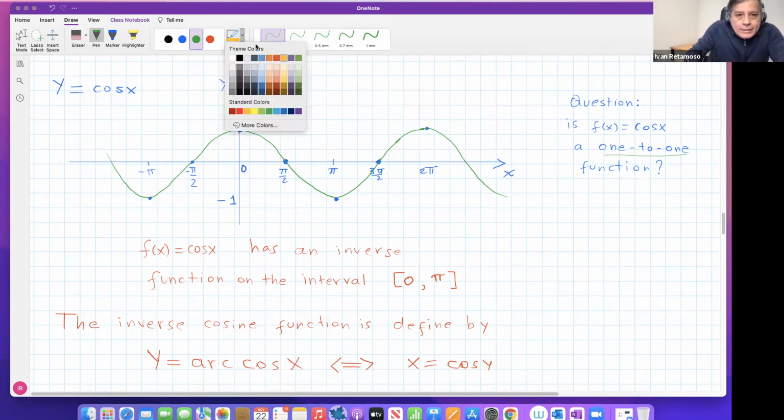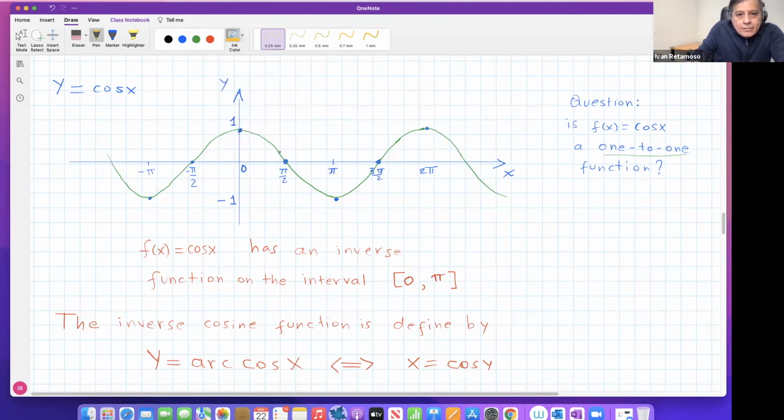Because remember, there is a test to verify if a function is one-to-one. If I draw a horizontal line, it's going to meet this function more than once. So it's not one-to-one as a whole, if you take the whole cosine function.